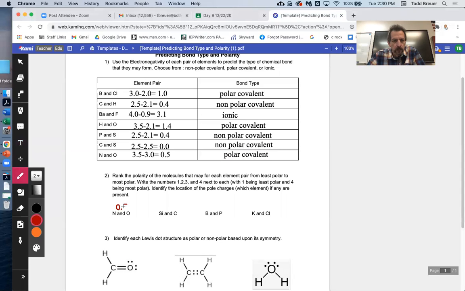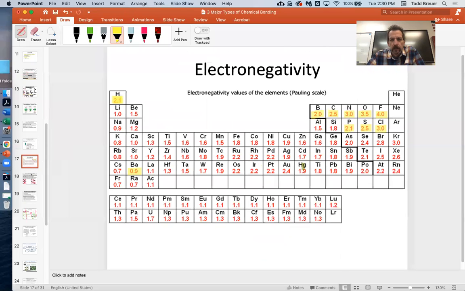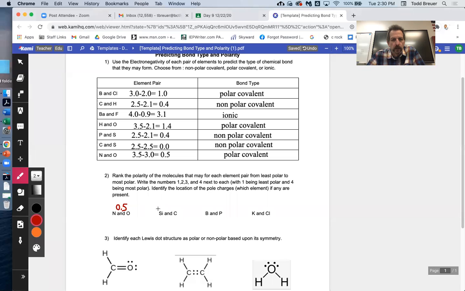0.5. We're going to look at Si and C. We'll take the difference in electronegativity. Si, silicon, is 1.8, and C is 2.5. So the difference there is 0.7, 2.5 minus 1.8, right? We just subtract those two things. So 0.7 difference in electronegativity.